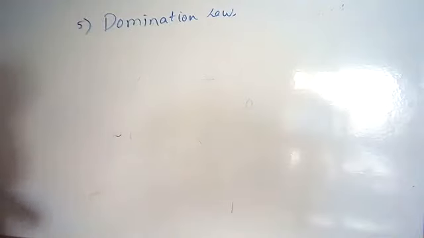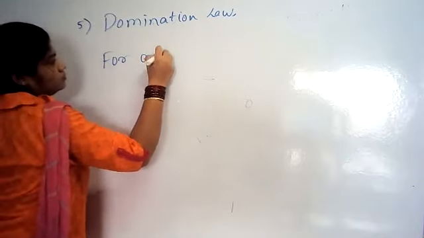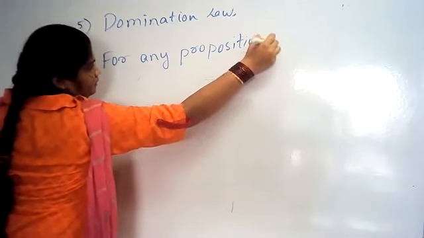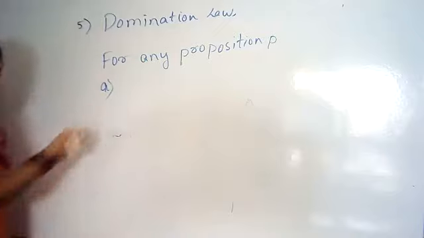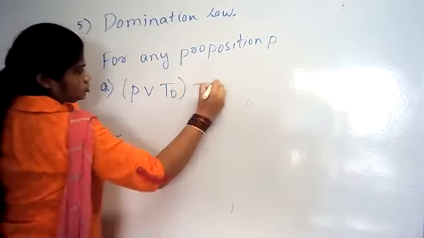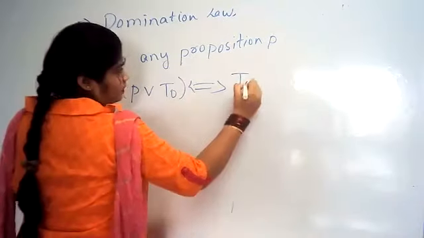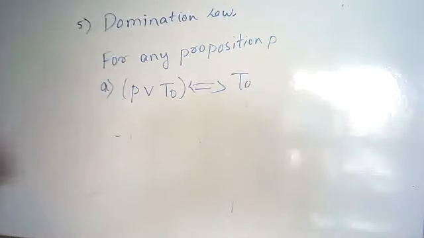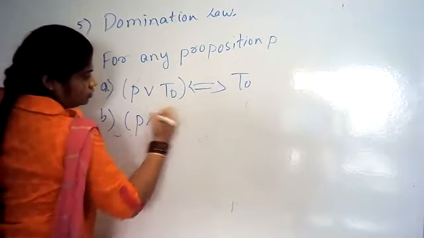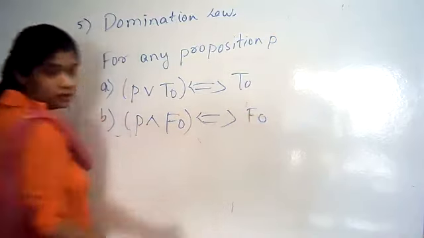For any proposition P, first A will say that P disjunction T0, that is P disjunction tautology, is logically equivalent to tautology, and B will say that P conjunction contradiction, or F0, is logically equivalent to F0.